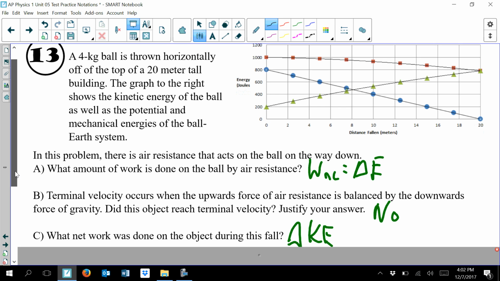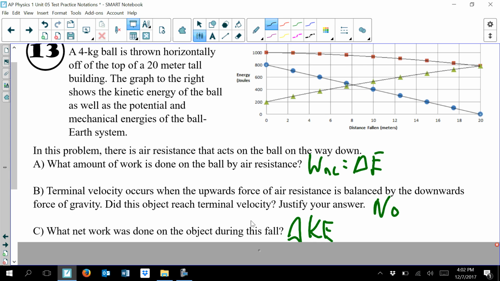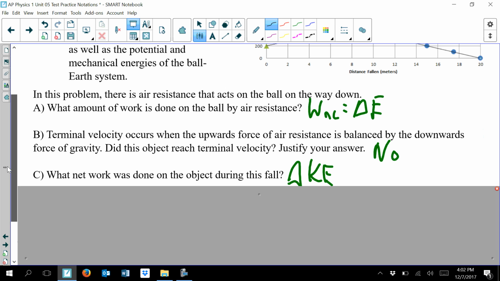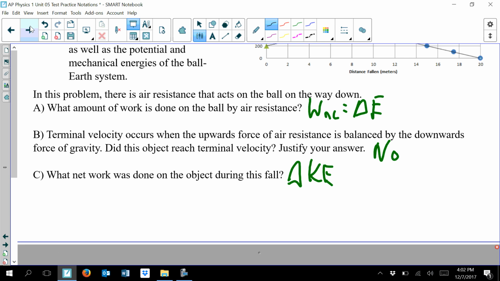And what net work was done on the object during the fall? Again, net work is change in kinetic energy. I think that's maybe the fourth or fifth time that's shown up, that idea that the change in kinetic energy is the same as the net work. So here again, 800 minus 200, so 600 joules of work done total.